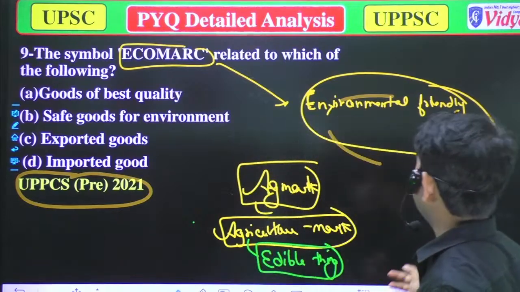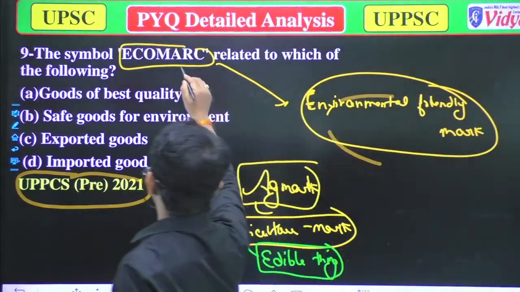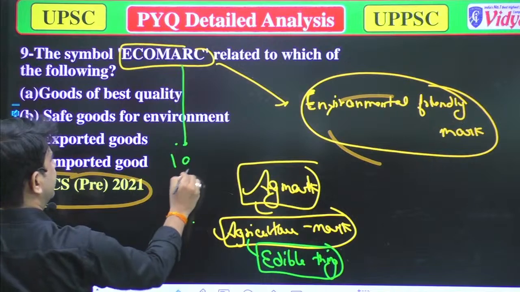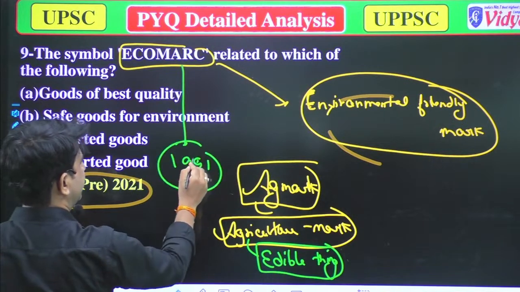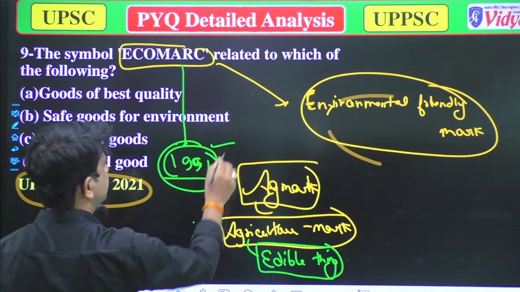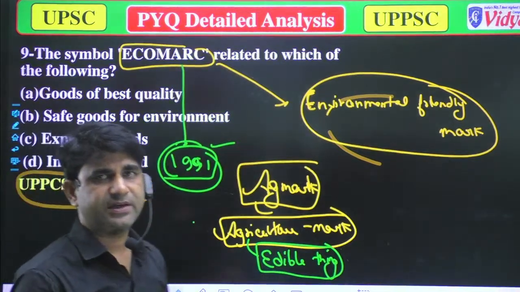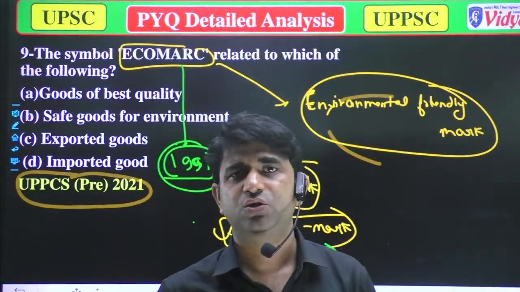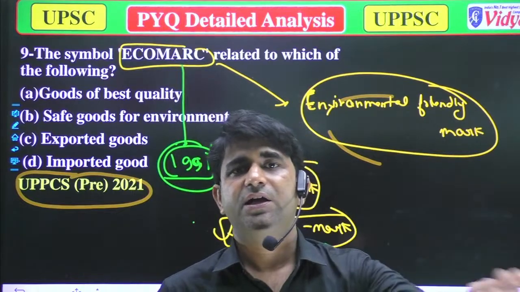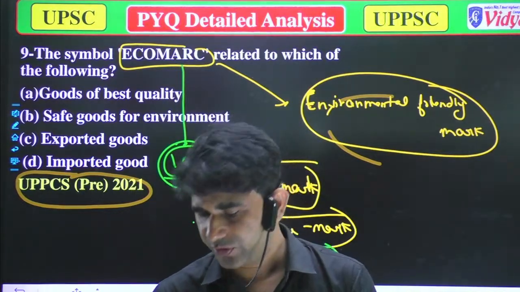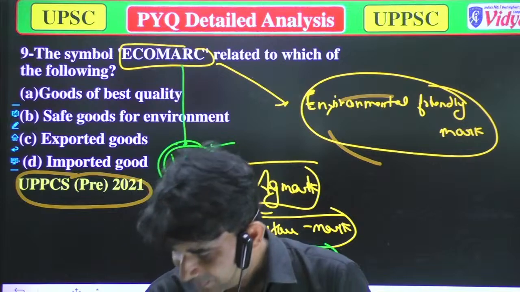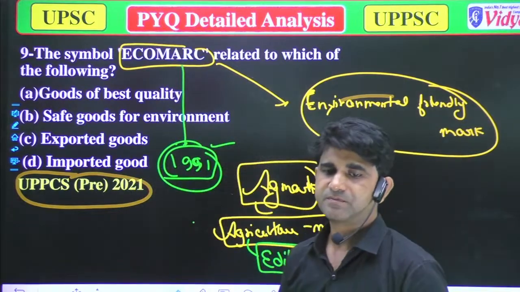That eco mark was launched in India in 1991. So now you can correlate why it's important. If any substance, any cosmetics, has the eco mark, then it's clear that it will not harm or damage the environment. So I think it's clear. Yeah, Arya, you are right, 9B is correct.